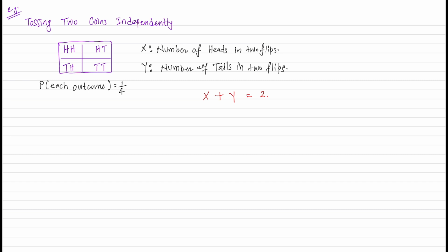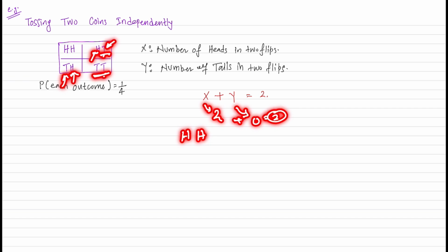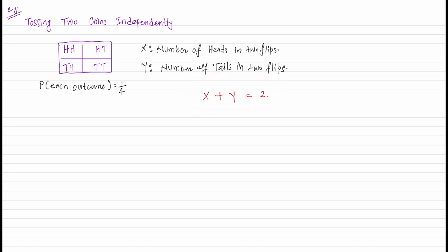How? Maybe you will get this outcome, that is head head. At that time, random variable x will take the value 2, and random variable y will take the value 0 since there is no tail. So 2 plus 0 is 2. Or maybe you will get this outcome, or this outcome. In this case, x will take the value 1, and y will also take the value 1. Similarly for this case, x will take the value 0 and y will take the value 2. So every time the sum of these two random variables will be 2. If you know y, you know x. So these two random variables are dependent.